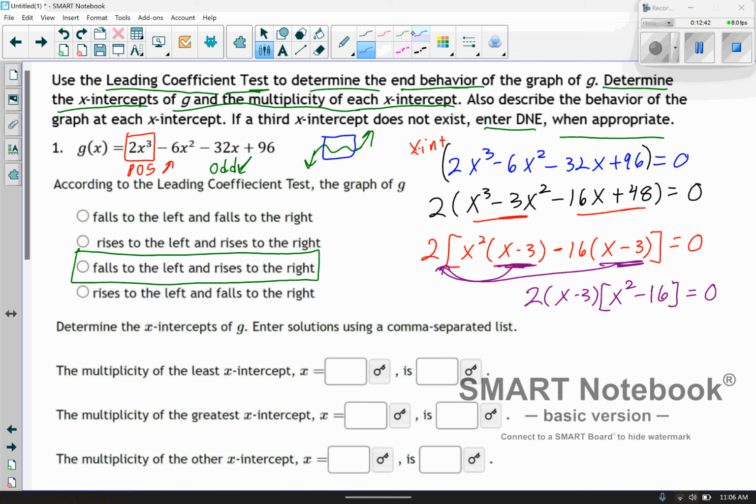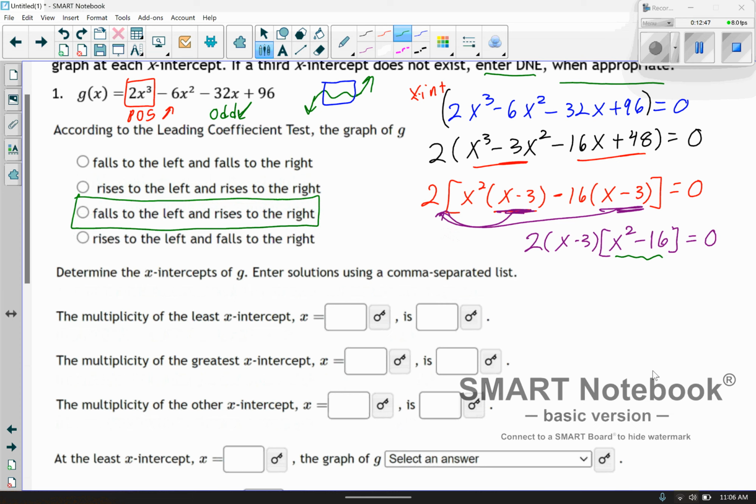Okay, I'm almost done, except that I have the difference of 2 squares right there, so I can factor that a little bit further. And so I'm going to end up with 2 times x minus 3, and then this is going to factor into x plus 4, x minus 4, and then equals 0. And so now it's all factored. And so I have three x-intercepts. The first one here would be positive 3, this one would be a negative 4, and then this one would be a positive 4.